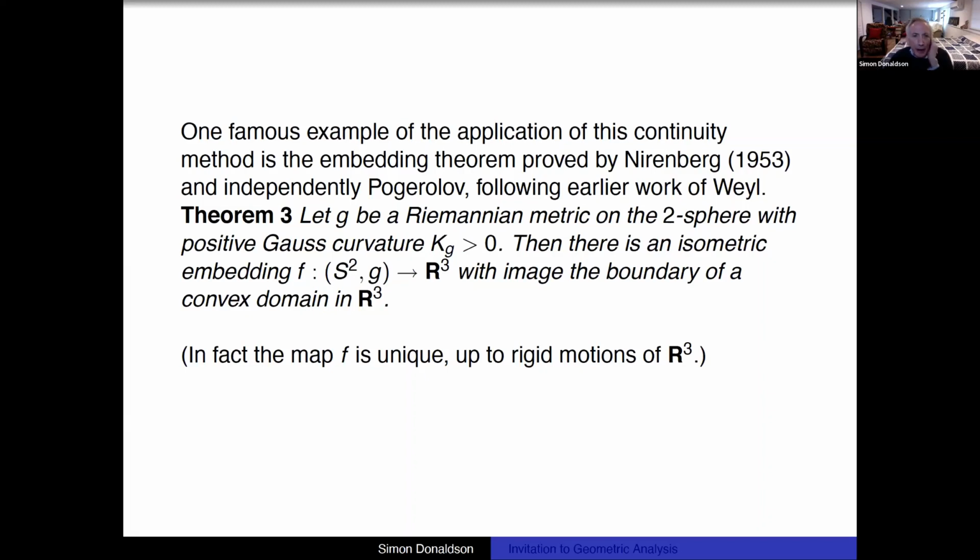So it's saying that although in general there's a distinction between the two-dimensional Riemannian metrics which can arise in the classical way as surfaces in R3, and the more general class of abstract Riemannian surfaces, in the case of positive Gauss curvature, those end up being the same. In fact, this embedding is unique up to rigid motions of R3.